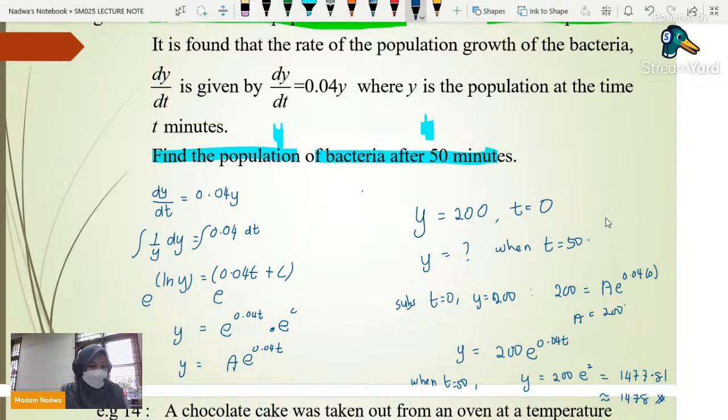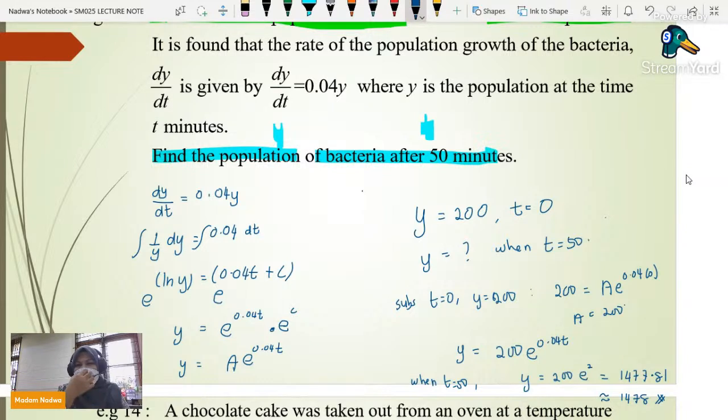There are two more, example 14 and 15. Let me give it to you in the Telegram channel, how we are doing it. Example 14 is about Newton's law of cooling. This is a very famous question, but if you don't understand it, just let me know. This is temperature, and example 15 is about radioactive decay. The radioactive decay formula is very famous.